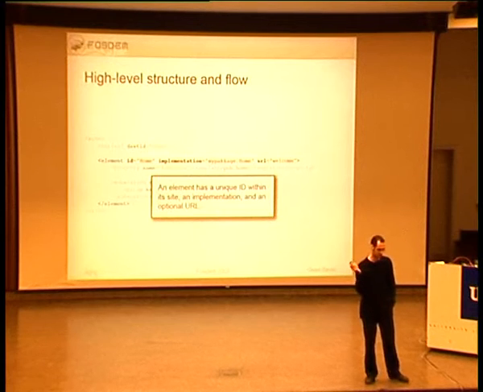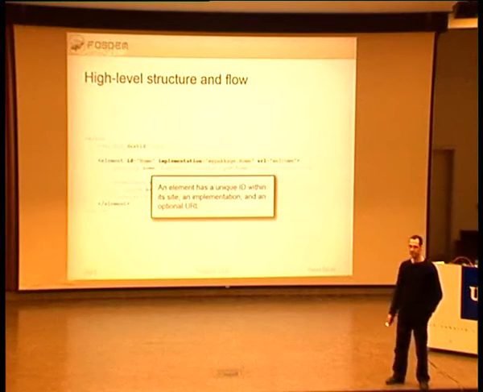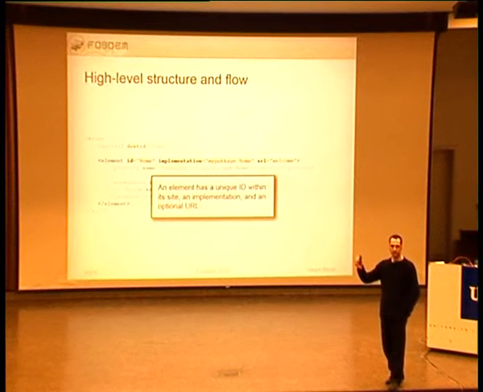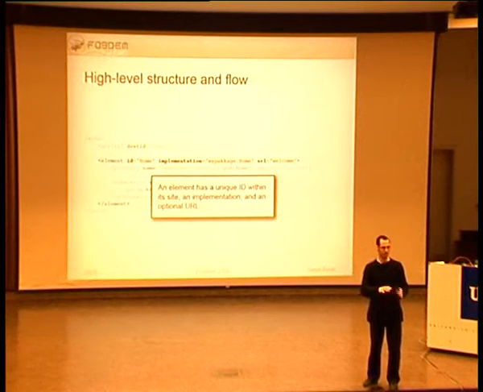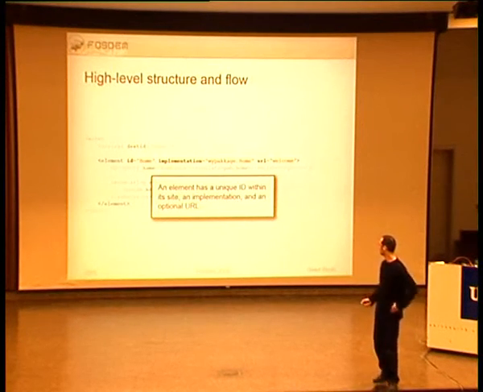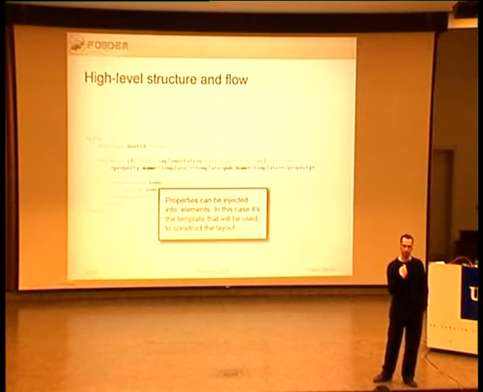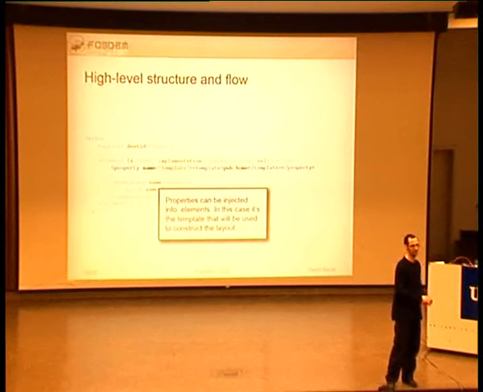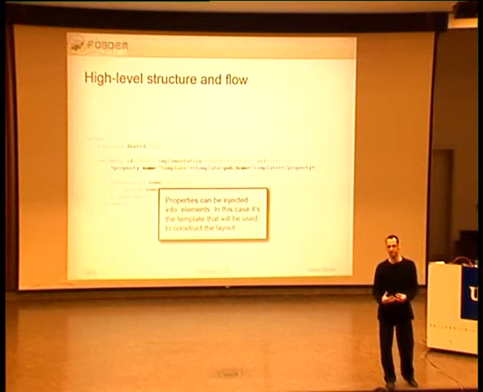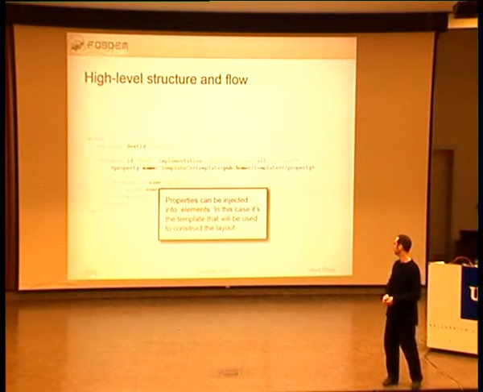Then I say, this is an element. It's with a certain implementation. It's got a specific ID, and you can optionally tie it to a URL. This is optional. If you want to have hidden elements or elements that sit in between certain parts in your flow, that's OK. I also declare that this element has a certain property because I want to display something in this application. I say that it needs a template, and this template will be injected from here into the actual implementation.